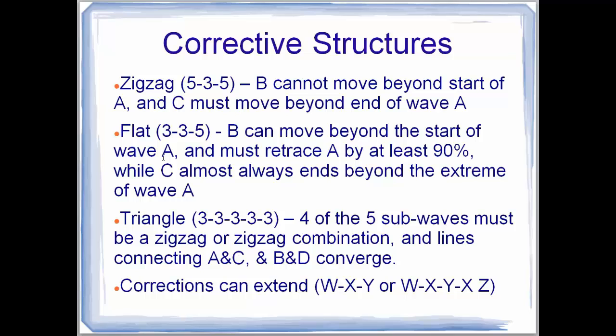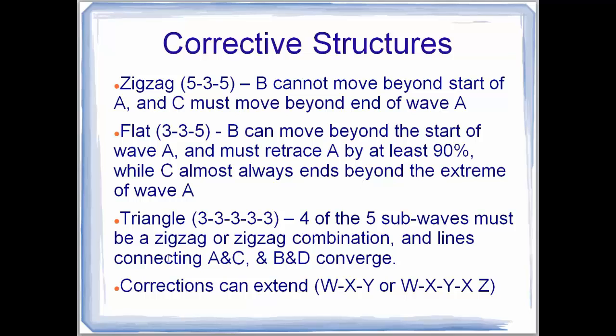The next type of corrective structure is a flat. Flats subdivide 3, 3, 5. In a flat, wave B can move beyond the start of wave A, but must retrace at least 90% of wave A. And then wave C almost always ends beyond the extreme of wave A.